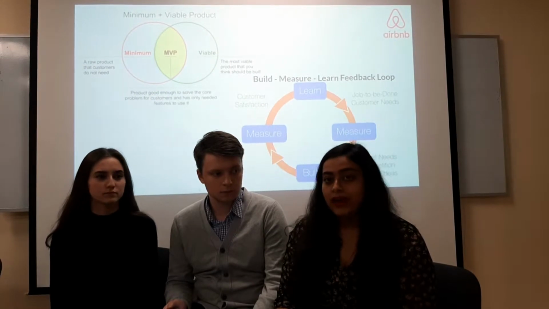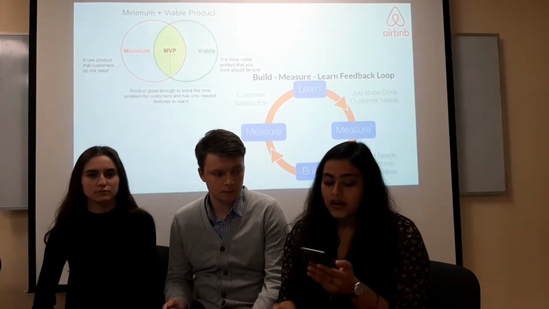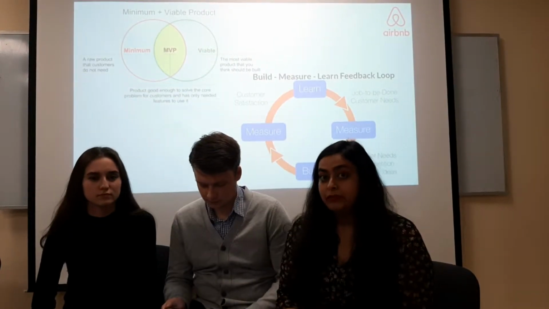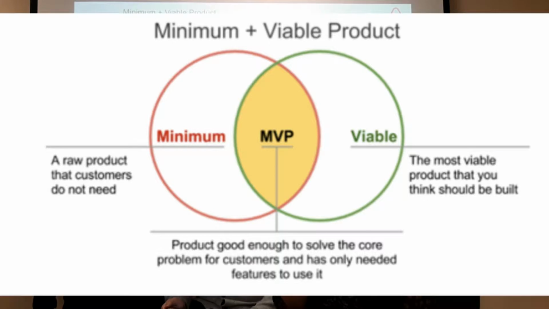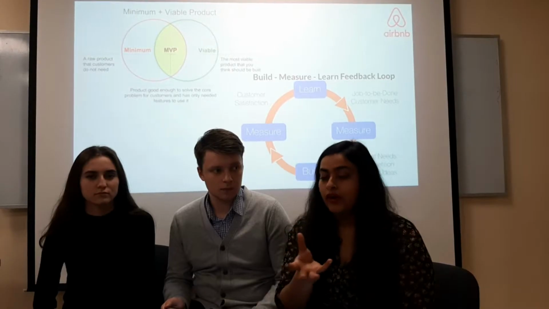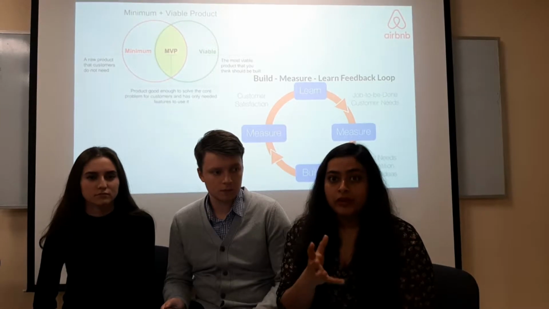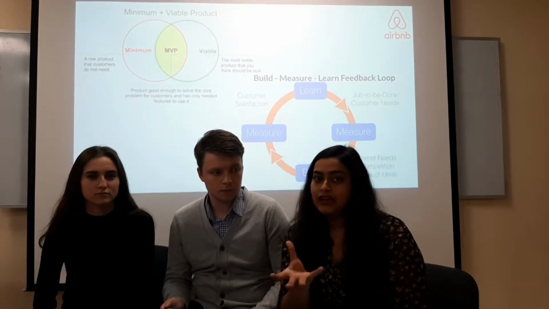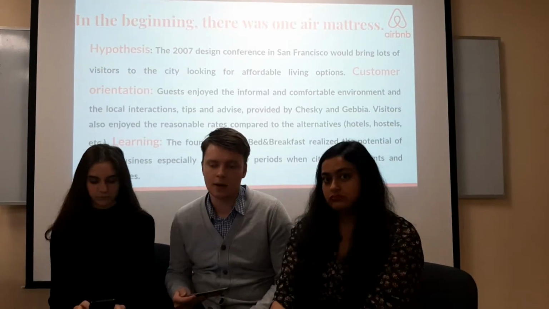Apart from this feedback loop, we also have a more closed loop, which is your build, measure, and learn feedback loop, as well as your minimum viable product. Now, minimum viable product is where startups generally tend to work and perform. Now we will be talking about how Airbnb has used these processes in their development of the business.